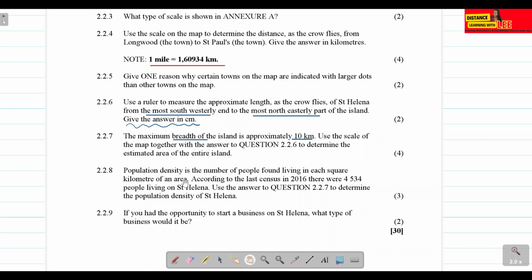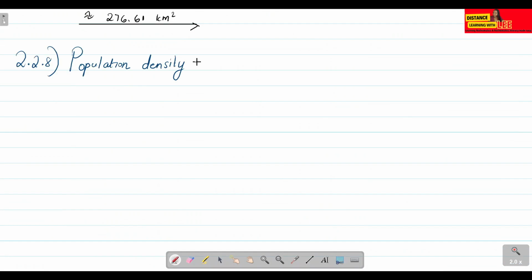Question 2.2.8. Population density is the number of people found living in each square kilometer of an area. According to the last census in 2016, there were 4,534 people living in St. Helena. Use the answer to question 2.2.7 to determine the population density of St. Helena. So how do you determine population density? Population density is equal to the number of people that lived in St. Helena divided by the land area.